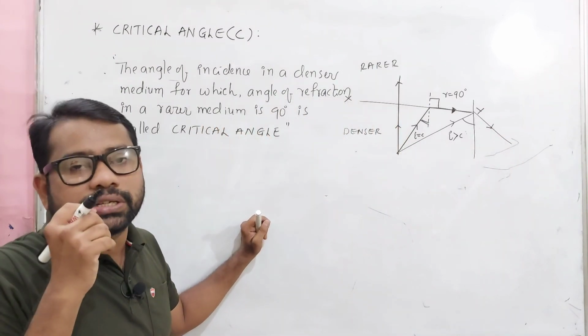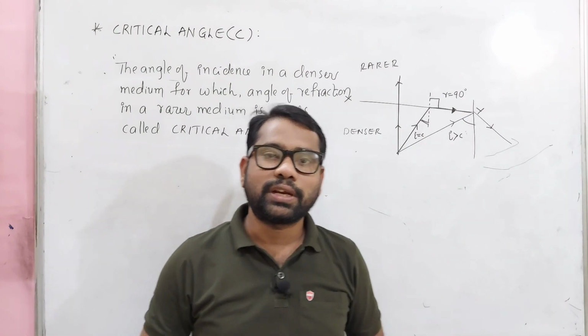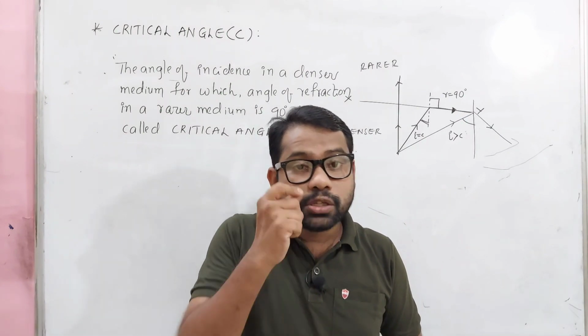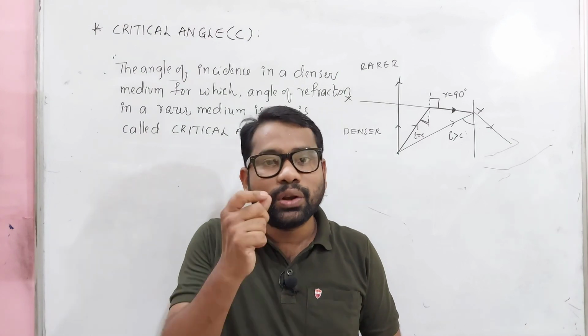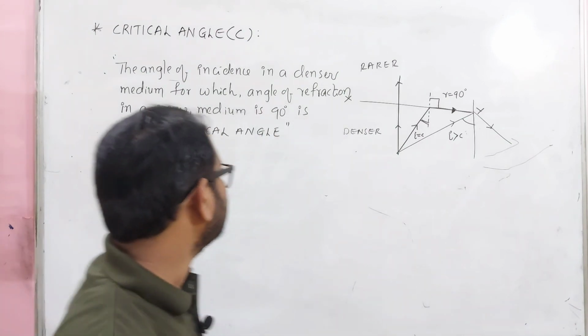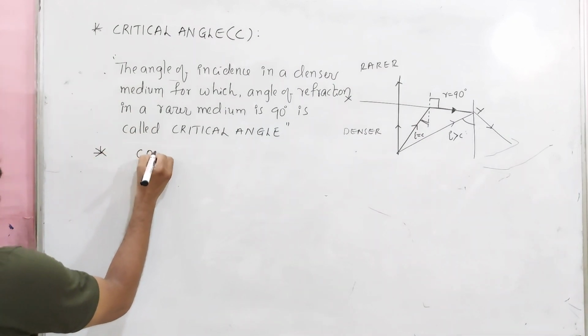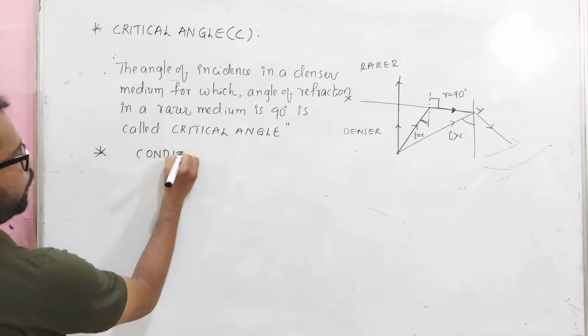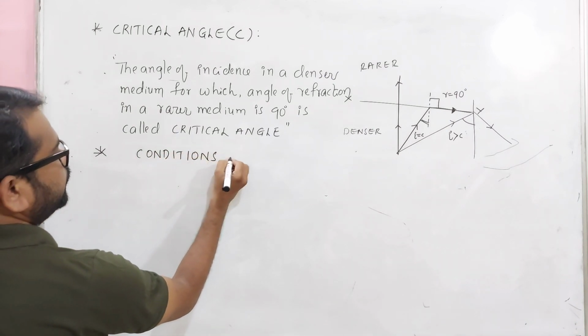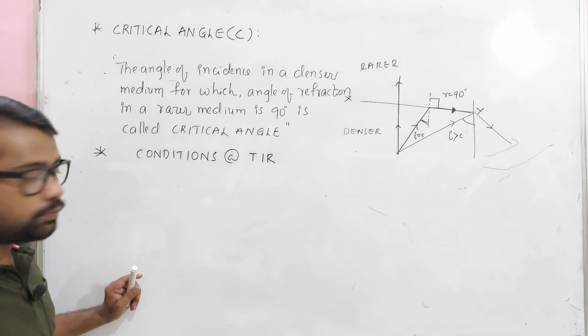Then what are the conditions when a light ray undergoes total internal reflection, children? Here the light ray must obey two conditions, and only then will it undergo total internal reflection. Let us see that here: the total internal reflection conditions. So what are those?